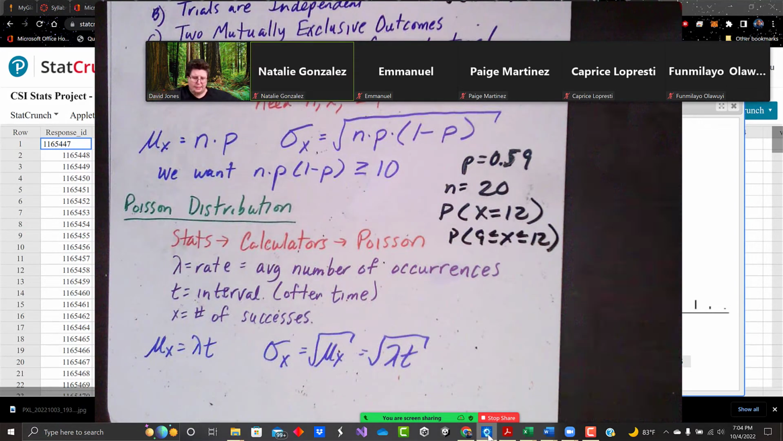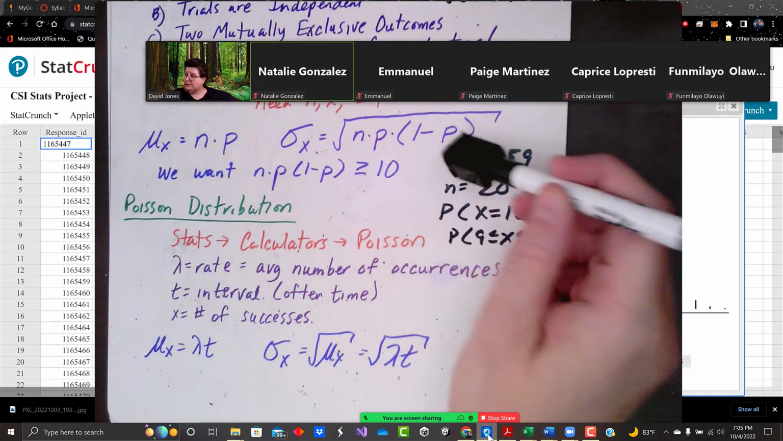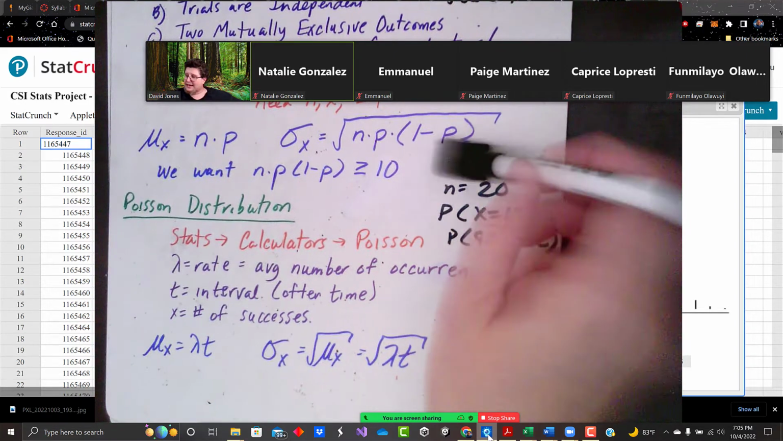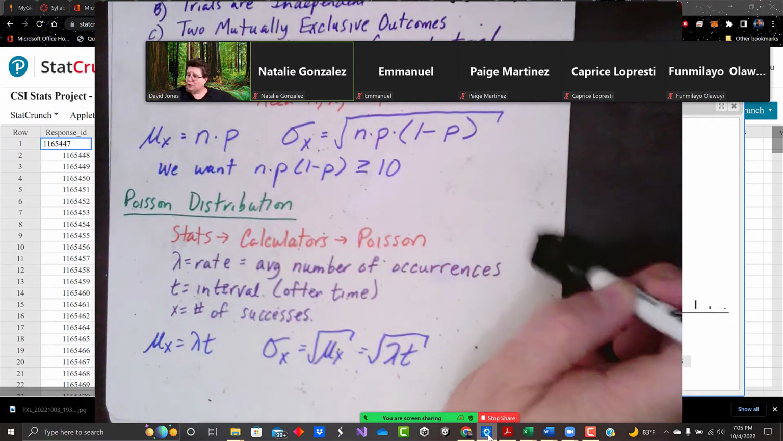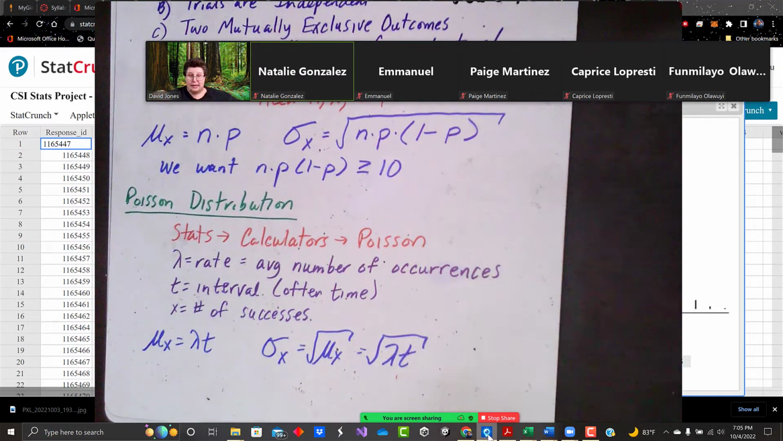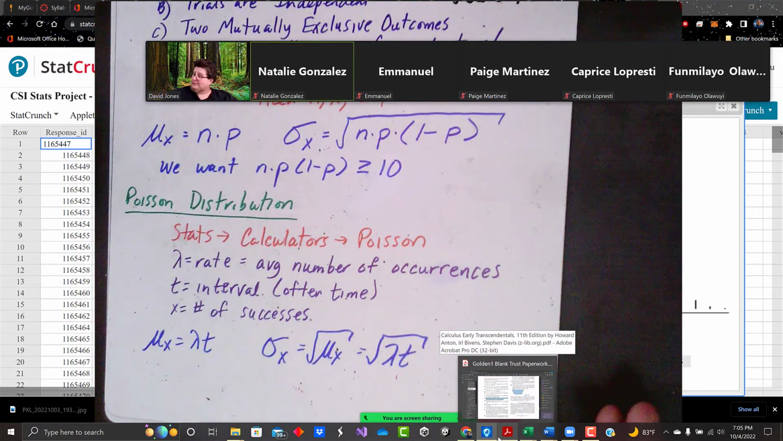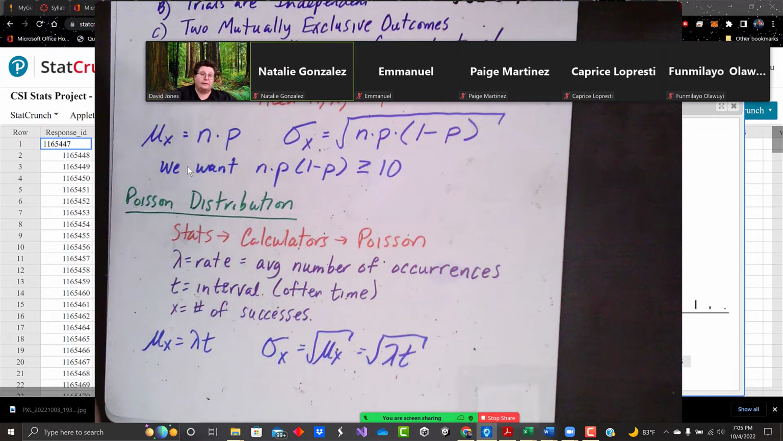Poisson distributions. The problem will usually tell you it's Poisson. You will do stats, calculators, Poisson. An example we did in class from the homework was the hurricane one. We also did the insect filth in Hershey's chocolate. So you'll do stats, calculators, Poisson. The mean is just lambda times t. And the standard deviation is just the square root of the mean, which is pretty handy.